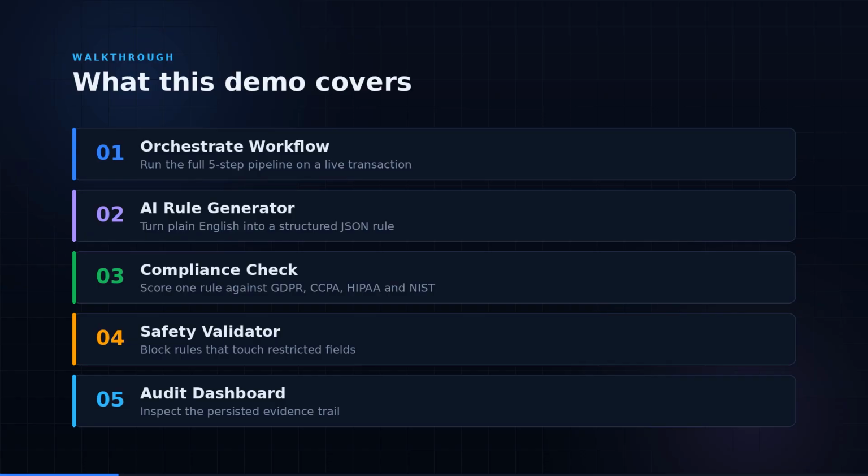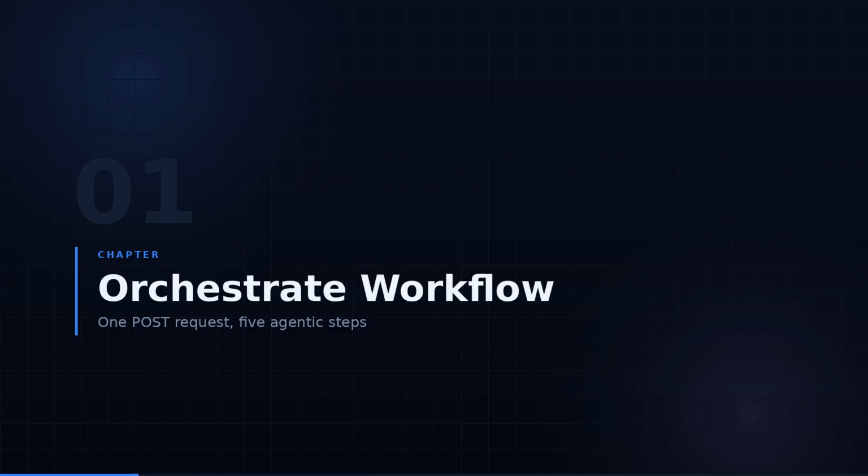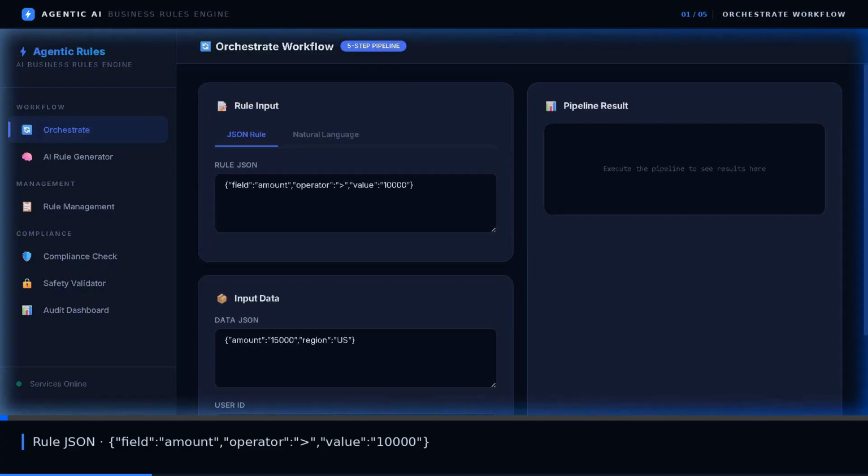Orchestration, AI rule generation, regulatory compliance, safety validation, and the audit trail. Chapter 1. The Orchestrate Workflow. We start on the Orchestrate Workflow panel, the front door to the 5-step pipeline.